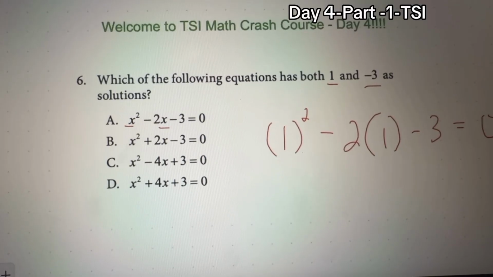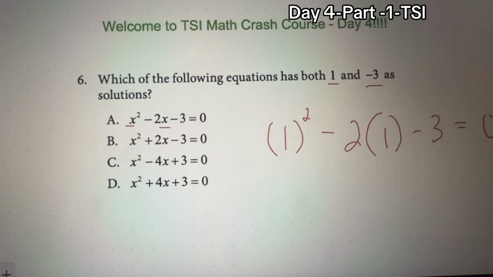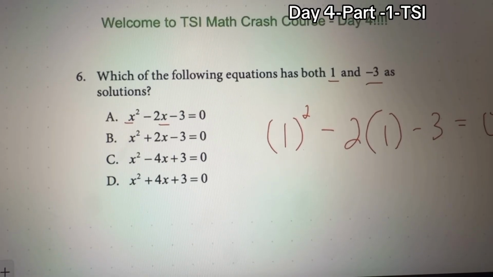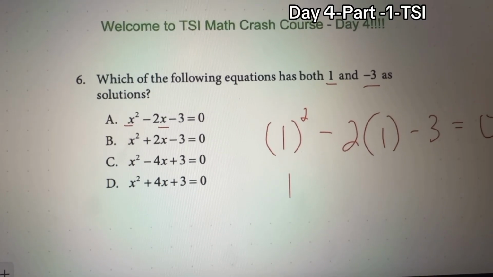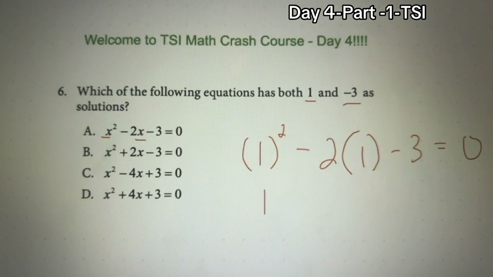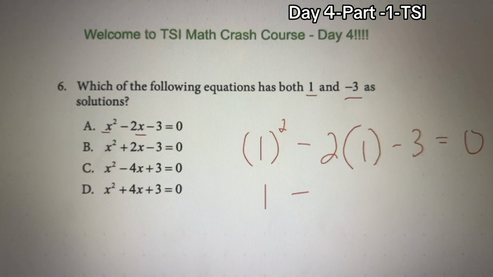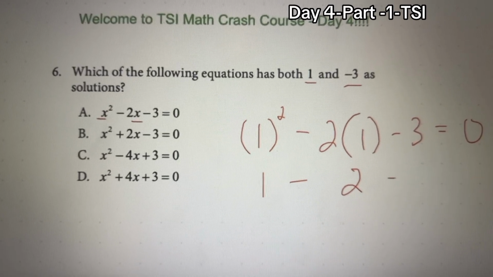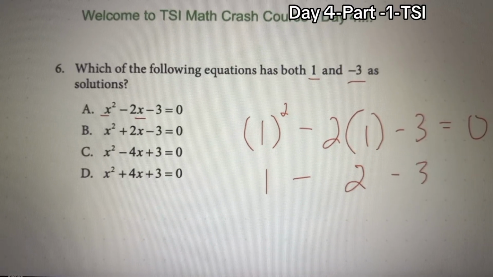Let's see if that's a true statement. Okay, let's simplify this. What is 1 squared? 1 squared is just 1. Minus 2 times 1, which is what? 2. Minus 2. And then minus 3. Does that equal 0?